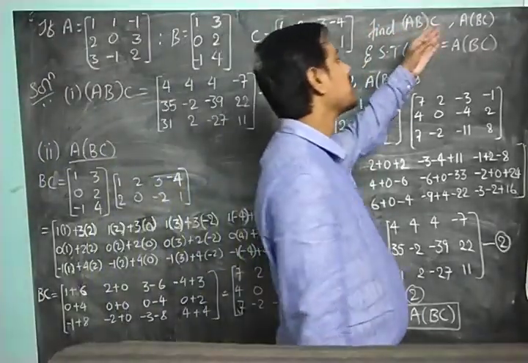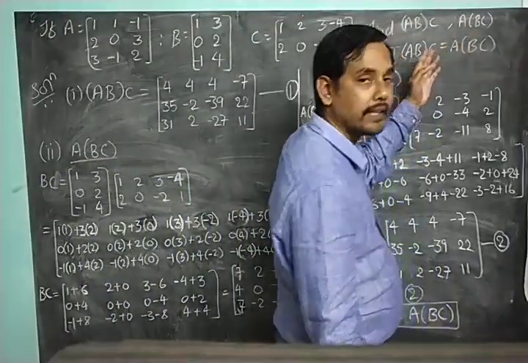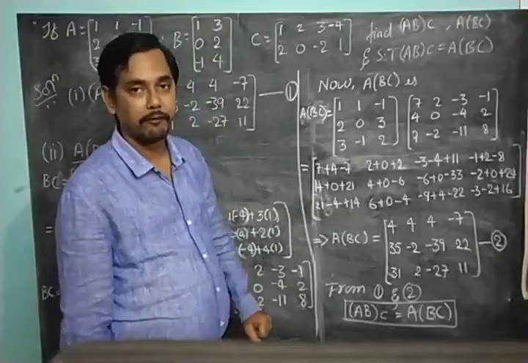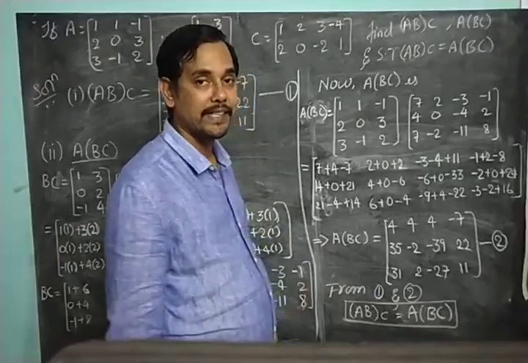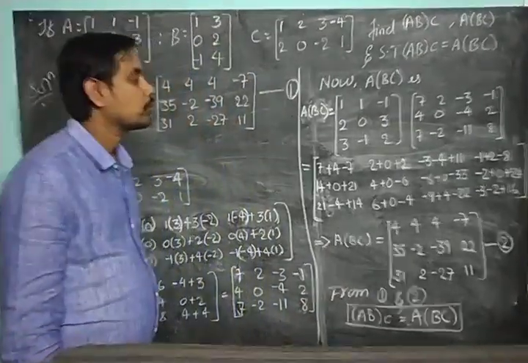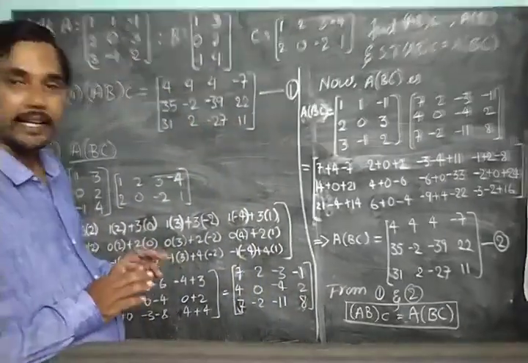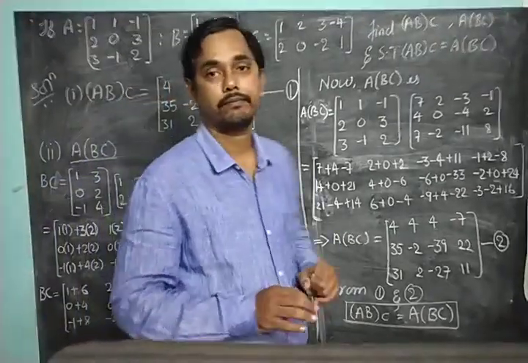So AB into C is equal to A into BC. Therefore, the property is verified. What is this property? This is associative property. It is verified with this example. Is that clear? So pause the video and take down the notes of this.